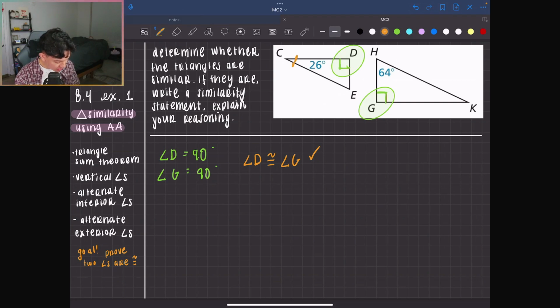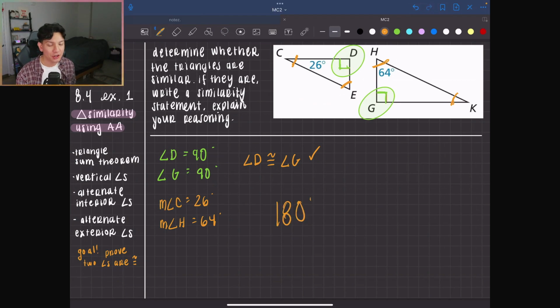The measure of angle C equals 26 degrees, and then the measure of angle H is also equal to 64 degrees. These two angles are not congruent, but maybe these angles here, these are missing a value here. Let's try to solve what these values can be, okay? Well, according to the triangle sum theorem, this theorem basically states that the interior angles of a triangle are always going to equal what? 180 degrees, right?